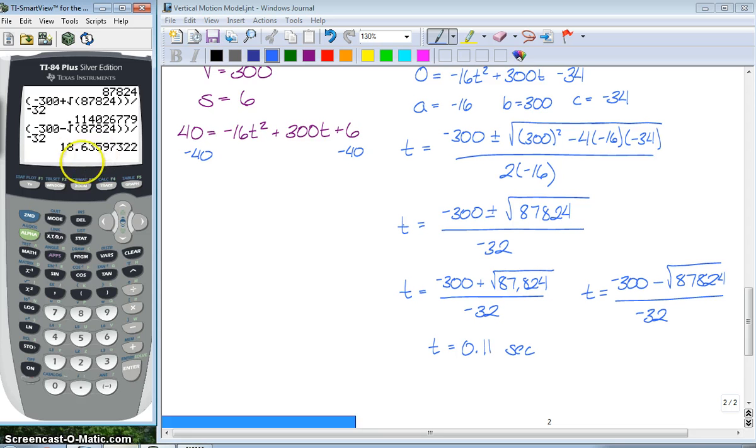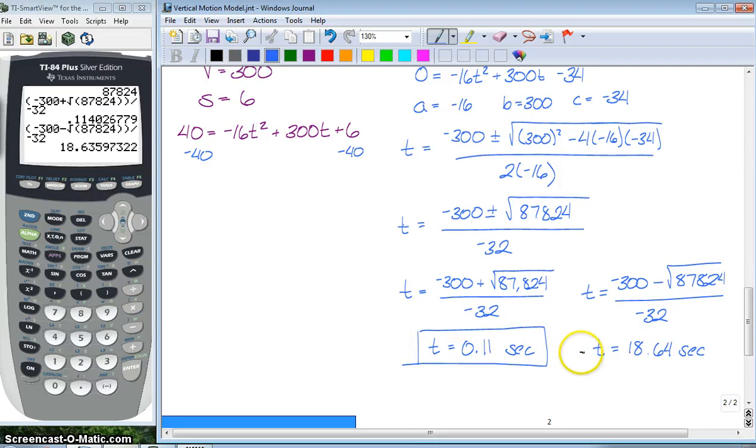Again, rounding to the nearest hundredth, another time I have is t equals 18.64 seconds. So in this case, if I look at both my times, they're both positive, they're both something that could make sense. So this problem is going to have two answers, or two chances for a paintball to hit the fort. At t equals 0.11 seconds, and when it comes back down, at t equals 18.64 seconds.